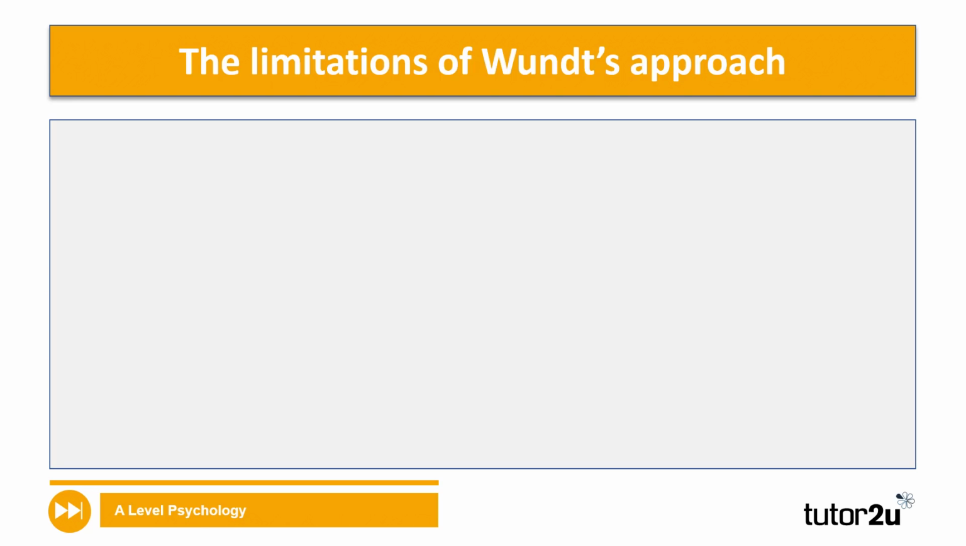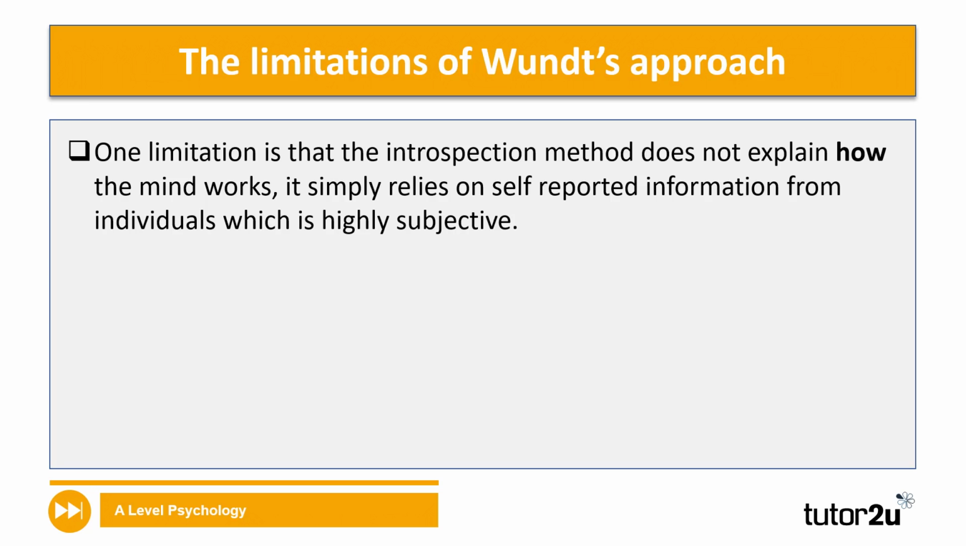Now when you evaluate Wundt, try and include both strengths and limitations. So let's start with some limitations. Now one limitation is that the introspection method does not explain how the mind works. It simply relies on self-reported information from individuals, which is highly subjective and isn't compatible with our key features of science as discussed in earlier sessions.